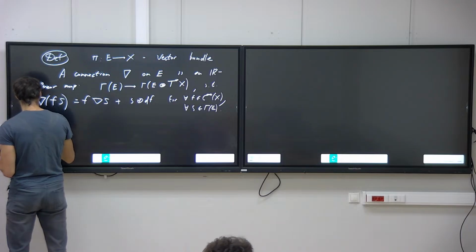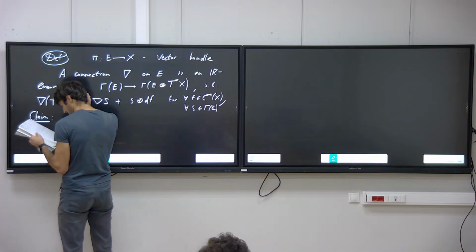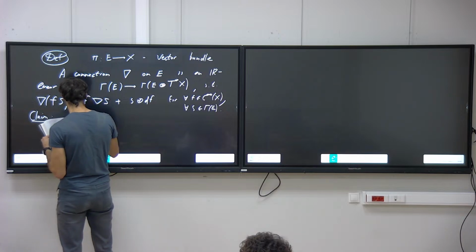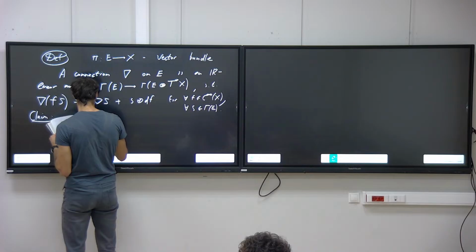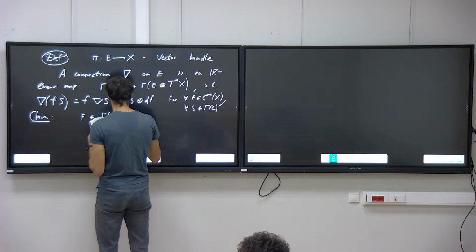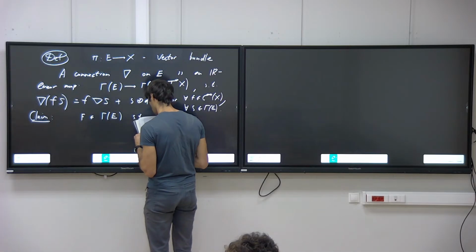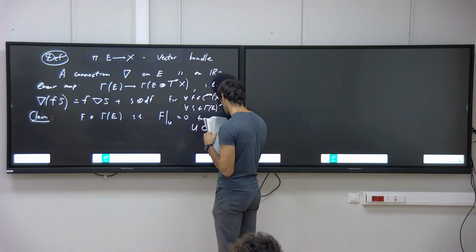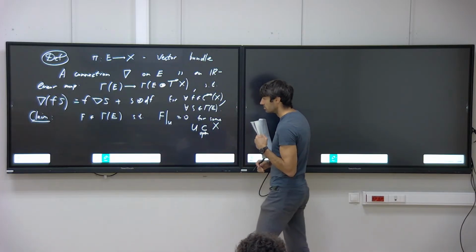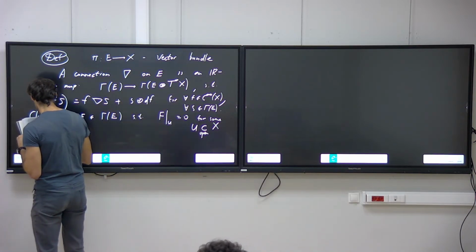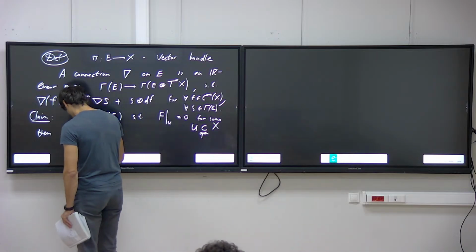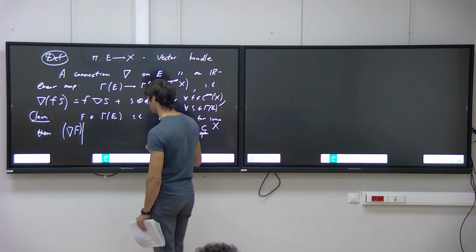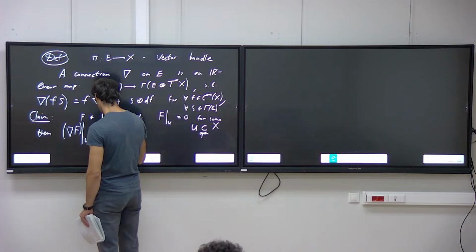Namely, I want this claim: if I have some section F of E such that on some open subset U its restriction is just zero, then if I take nabla of F and restrict it to U, I claim that this is actually zero.